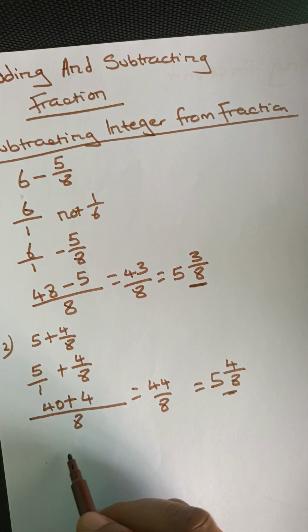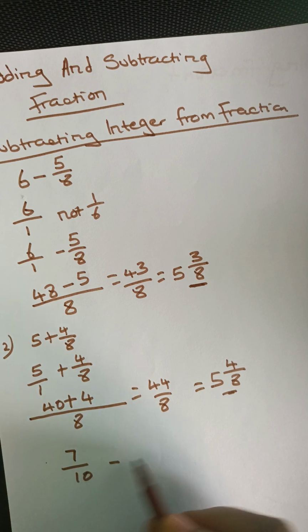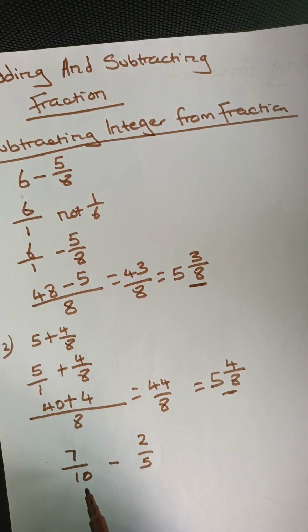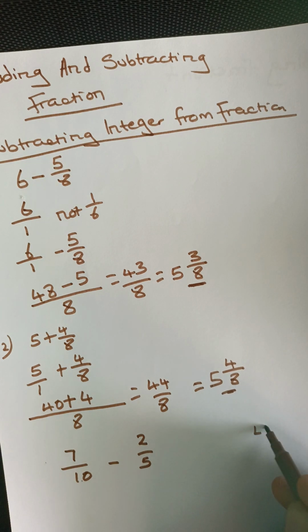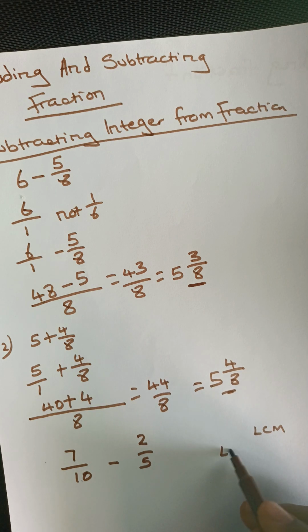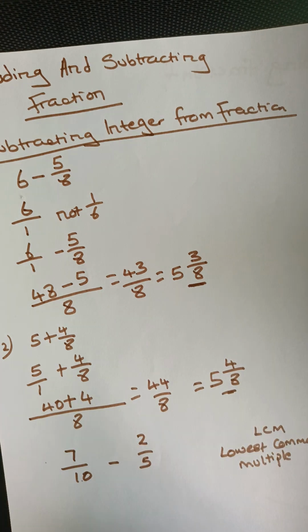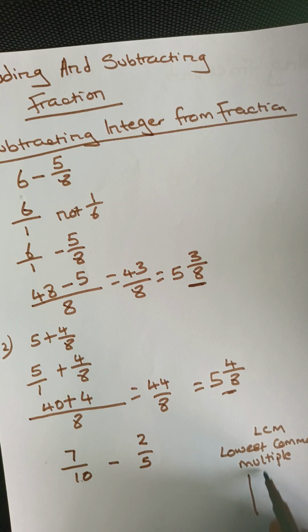So let's do something a little bit different, just fractions. So 7 over 10 minus 2 over 5. What do we do here? We have to look for the LCM. Solve for the LCM of 10 and 5. LCM means lowest common multiple. So how do we do it? We have to solve for the LCM of 10 and 5, which is done this way.